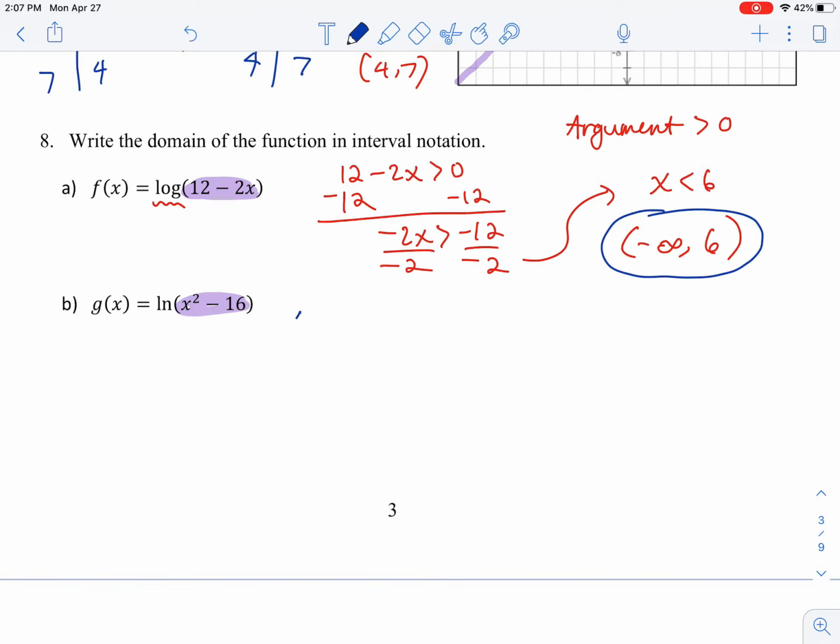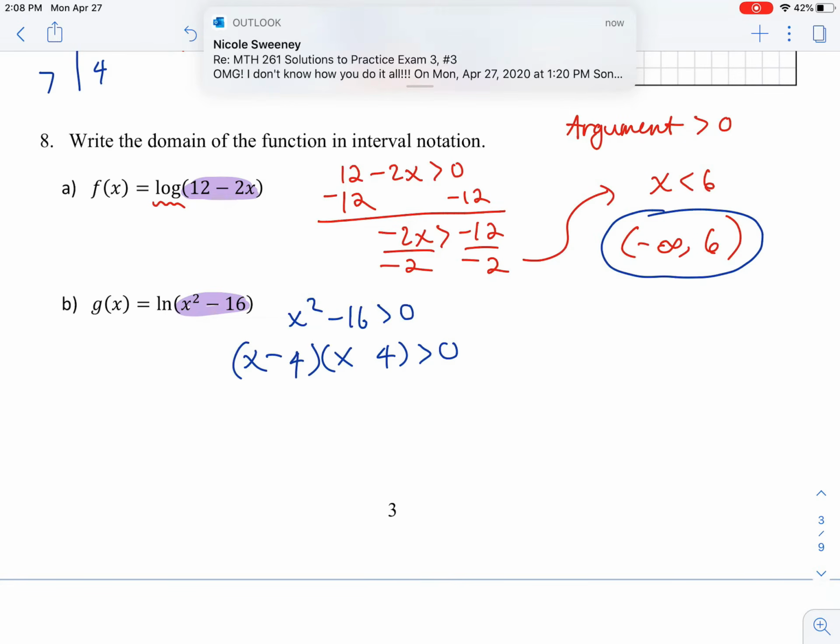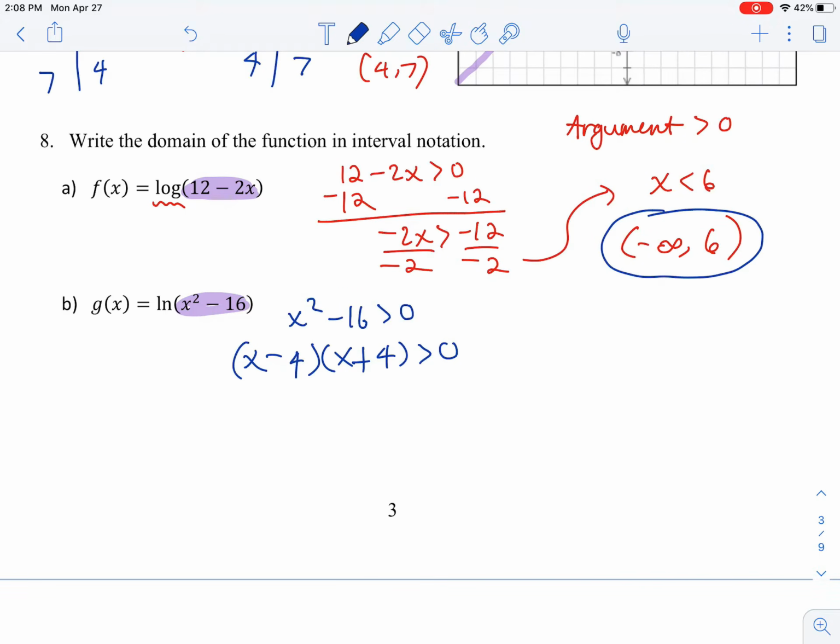Now let's set up the second one. x squared minus 16, we want that to be greater than 0. And this one, if it's an equation, you can add 16 and take the square root of both sides. But remember, this is a polynomial inequality. We learned this in the previous unit, and what we do is factor this and then find the boundary points. The boundary points are -4 and +4. And I'm going to draw the open circle because it cannot be equal to 0.